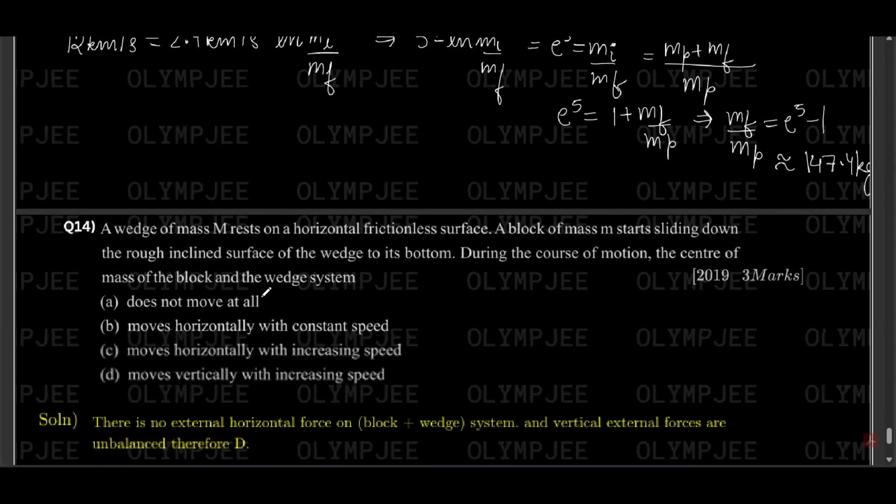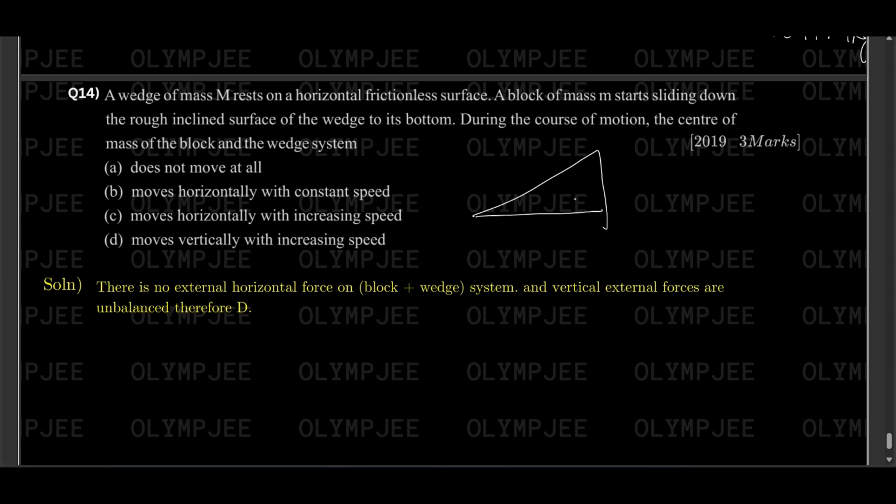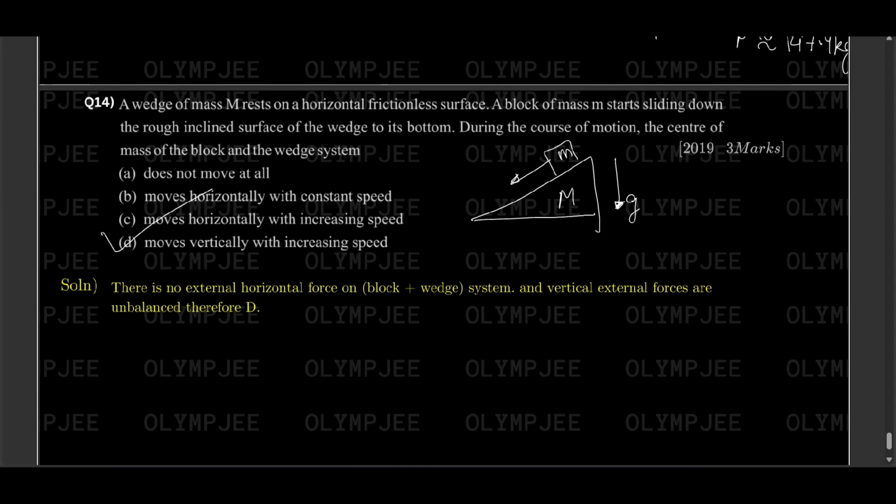Now moving on to the last question. A wedge of mass capital M rests on a frictionless surface. A block of small m starts sliding down. So we have to find out what will be the motion of the center of mass. Since the net external force is only in the y direction, the center of mass will only move vertically with increasing speed since acceleration is there. So option D will be correct.